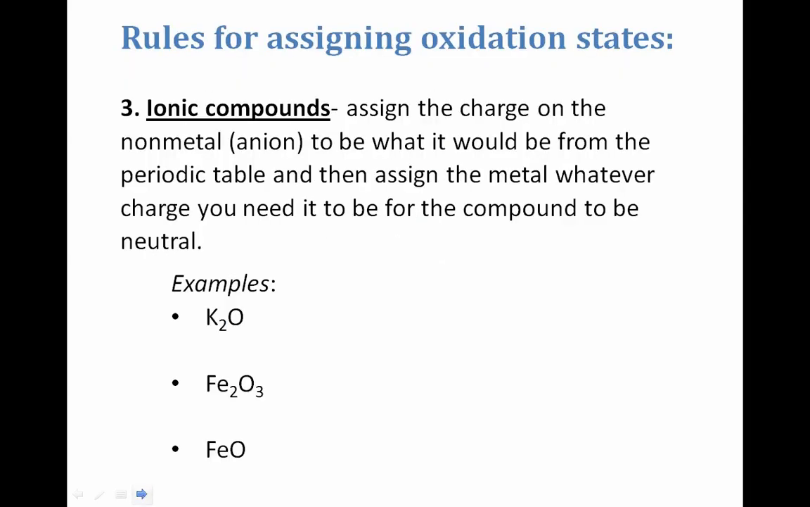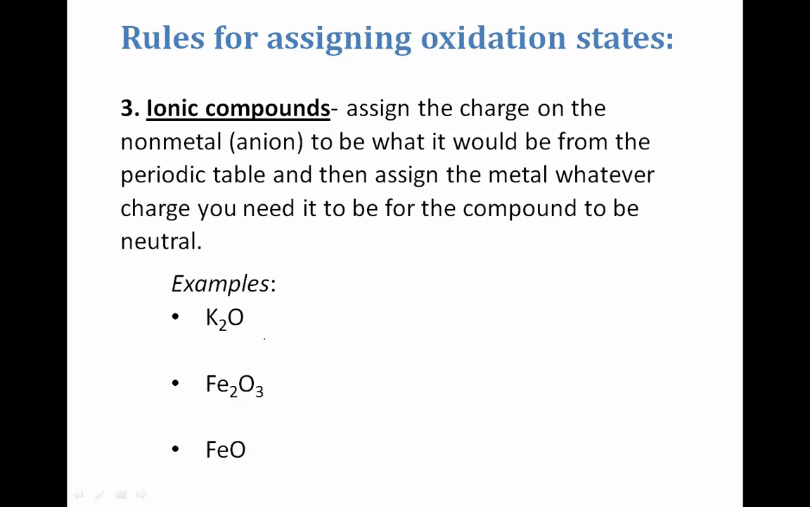The third rule, assign the charge on a non-metal, which is your anion, to be what it would be from the periodic table, and then assign the metal whatever charge you need it to be for the compound to be neutral. This helps account for those tricky cations that are transition metals, which could have multiple charge states. So it helps account for your type 2 cations. So let's do some examples.